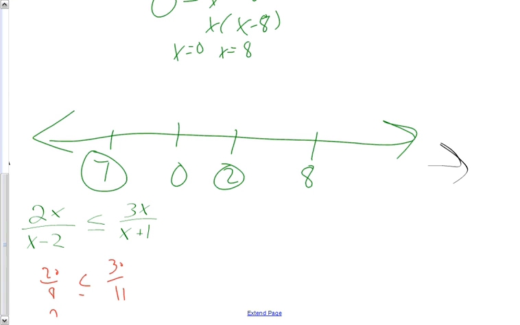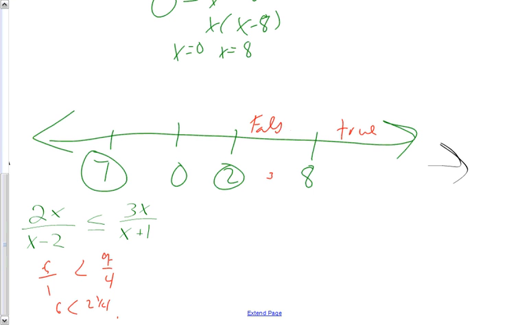Well, if you do this, it's 2.5 actually. But if you do this, this is about 2.7. Is 2.5 less than 2.7? It's true. So that's a good answer. All right, pick a number between 2 and 8. Now, I pick 3. 2 times 3 is 6 over 1. Is that less than 9 over 4? Well, is 6 less than 2 and a quarter? And that's a false statement.